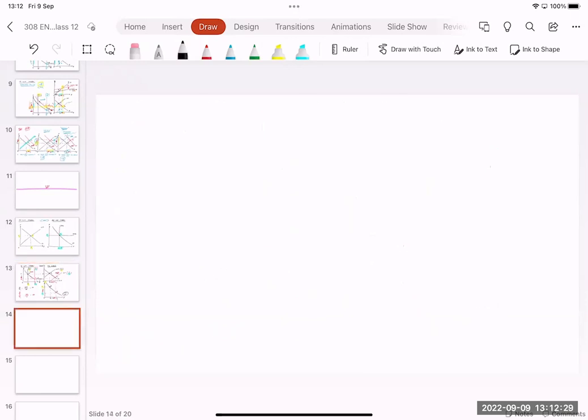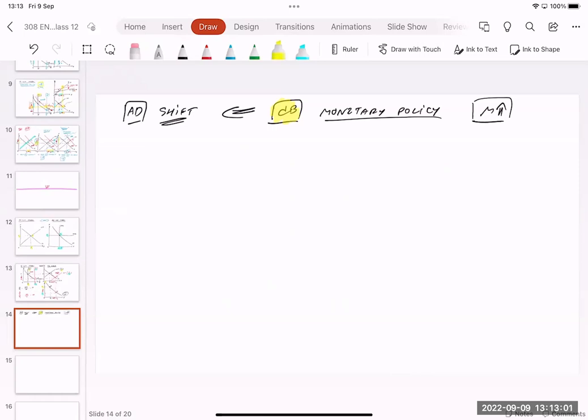Next we're going to talk about how the aggregate demand curve shifts. The first thing that can shift the aggregate demand curve is the central bank, CB. The central bank can use what we call monetary policy, because the central bank can control M. So I'm going to show you that if the central bank increases M, the nominal money supply, how it affects the aggregate demand curve.